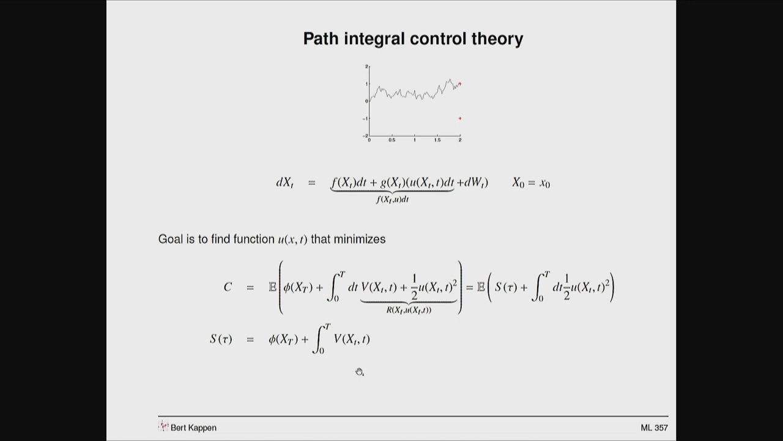Now, the path integral way is that you say, okay, I'm considering functions that have this split into a state-dependent part and a part linear in the control. And then my cost is also split in this way, and I get this S, and then there is this quadratic term.